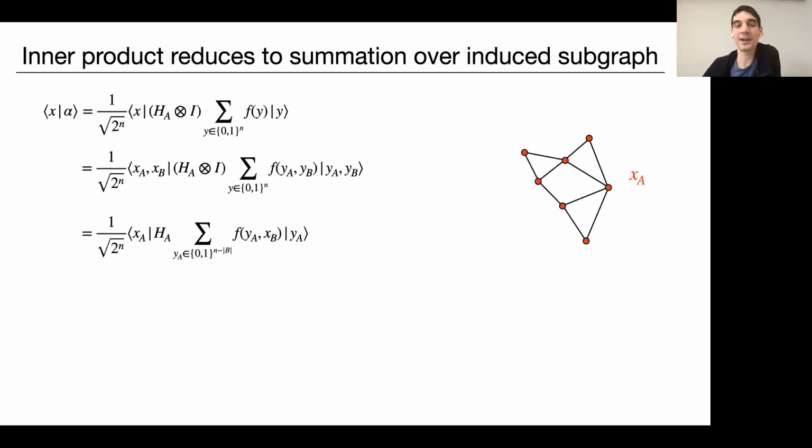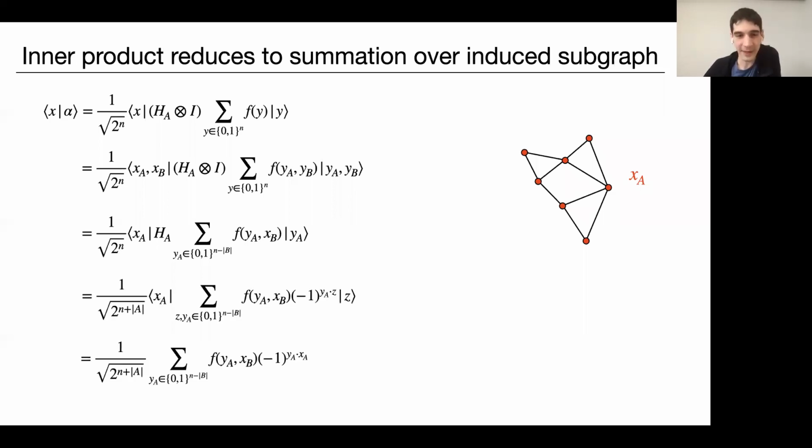So for the purposes of this inner product, what really matters is how this function behaves on the graph induced by the vertices in A. And if we do a couple more lines of algebra here, we see that the function we get is itself a two-local function over the vertices in A. So what we've shown in this calculation is that in order to compute the inner product between alpha and x, all we need to do is sum over all possible inputs to some two-local function defined over a graph. So this is the reduction that we have.